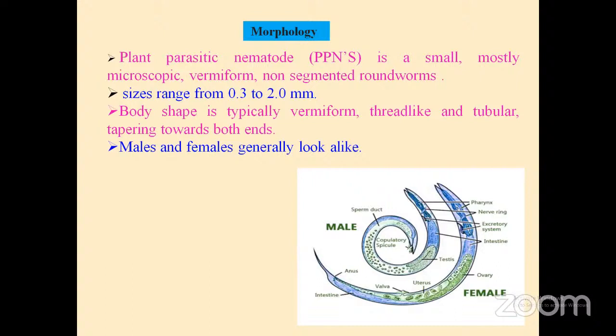It is non-segmented and vermiform. The size ranges from 0.3 to 2 mm. With this, you can imagine how small it is. Unless you are equipped with a microscope, we can't see the nematodes. Body shape is typically vermiform, thread-like, as the name itself indicates, tubular, tapering towards both ends. If you see the head and tail, most nematodes will be tapered. Both males and females look just alike. There is not much difference between the males and the females.